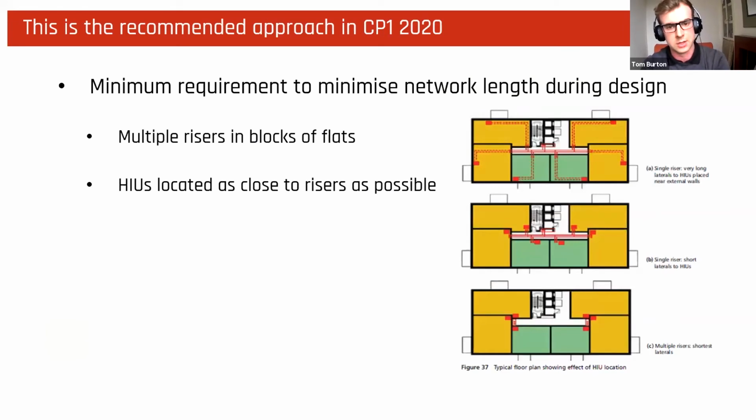So this is just, again, to go back to CP1 2020. It's now a minimum requirement to minimize your network length during design, and the optimal approach from a network length perspective is to have multiple risers with externally accessible HIUs. That's the way to minimize your communal distribution pipework, so you've got rid of all your laterals, and it also minimizes your terminal run pipework. You can see that. This is a diagram taken from new CB1. It shows the impact of both the HIU location within the flats and also the impact of lateral pipework compared to multiple riser pipework.